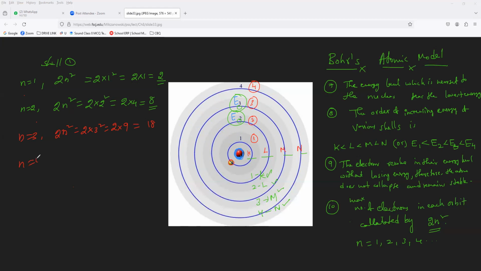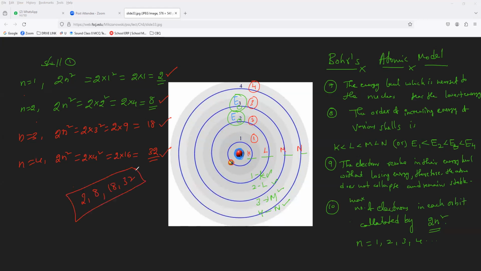Next, in the same way, n is equal to 4. n equals 4 means 2n square, so 2 into 4 square, which equals 2 into 16. So the maximum number of electrons which we can fill is how many, guys? 32. So this is the arrangement of electrons: 2, 8, 18, 32.